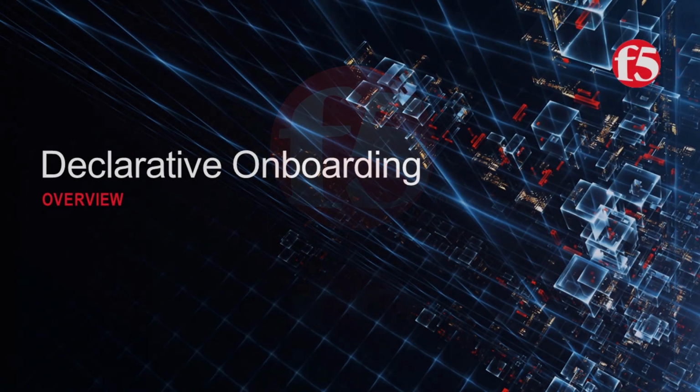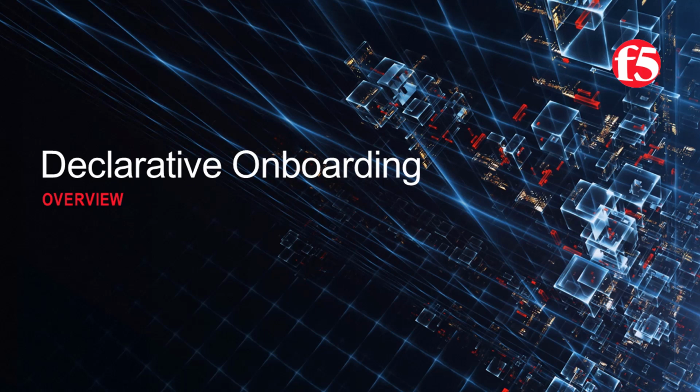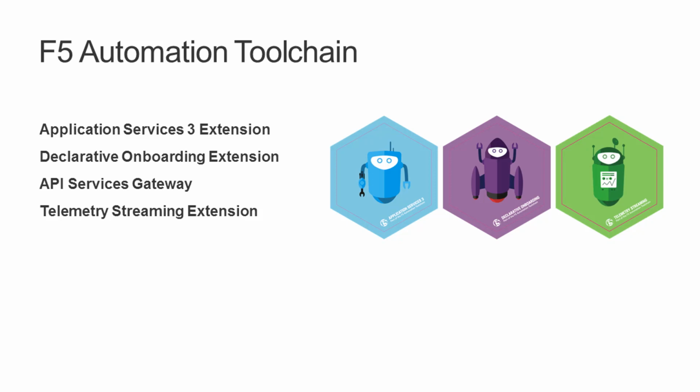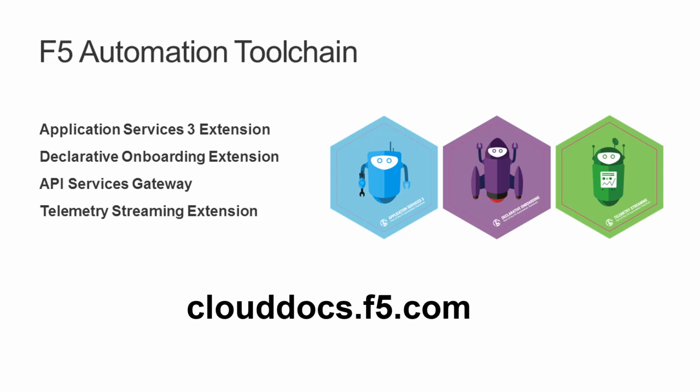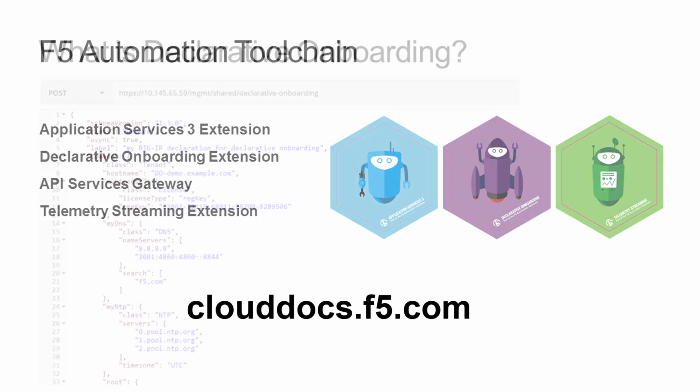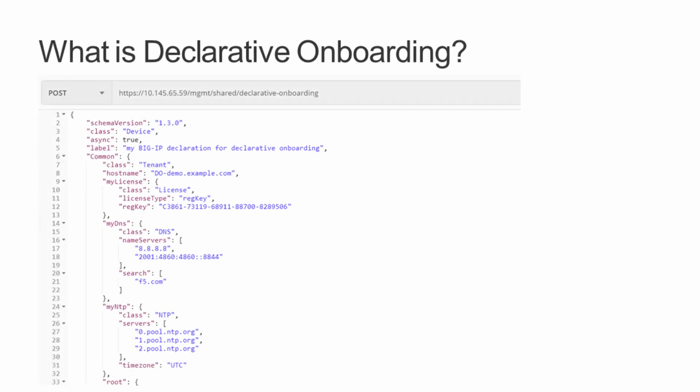This video provides an overview of F5 Declarative Onboarding, often referred to as DO. Declarative Onboarding is a part of the F5 automation toolchain that includes AS3, telemetry streaming, and more. See clouddocs.f5.com for more information on BigIP extensibility. So what is Declarative Onboarding?